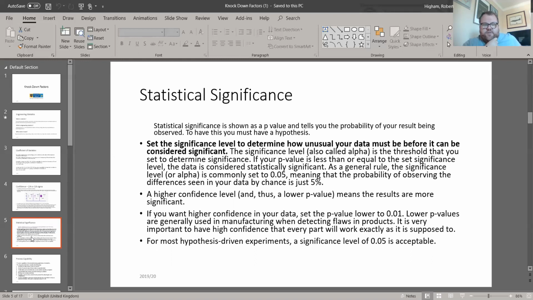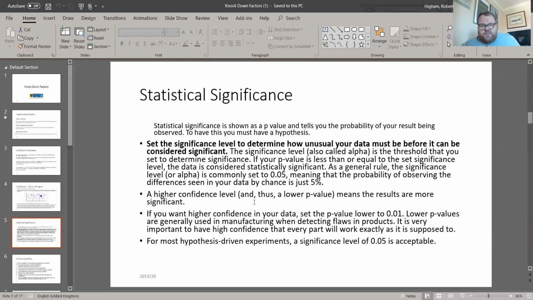So it's a threshold by which you can determine that data to be significant enough to be valid, if you like. We normally call this a p-value, and this p-value is what we set as a target. I mentioned it here: the probability of observing the differences seen in your data is 5% based on a 0.05 p-value. These are standards, I suppose, or things that we would normally expect to see.